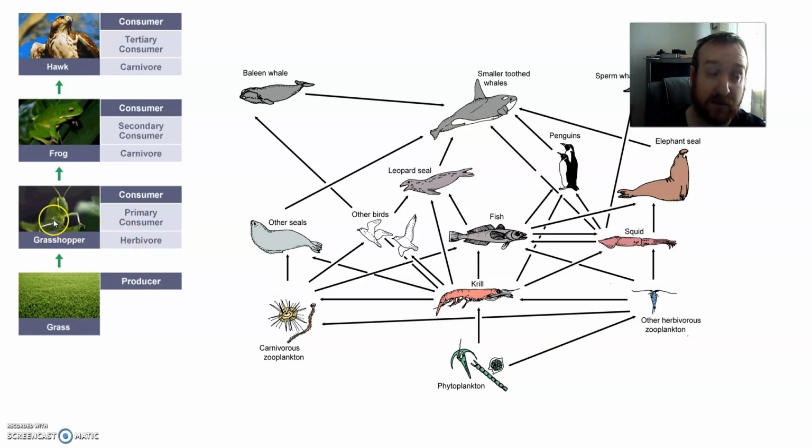The grasshopper is consumed by the frog. It's a consumer. It's a secondary consumer. This is the primary.